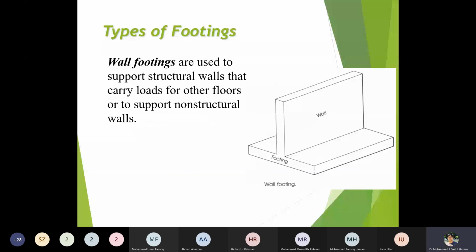For example, if there is a wall, you can go for the wall footing. Either it is a non-structural wall like a masonry wall, as you can see on the RCC pad. Wall footings are used to support the structural wall that carries loads for the other floors also. And even for the non-structural part, I can give a simple RCC pad, which is larger than the width of the wall.